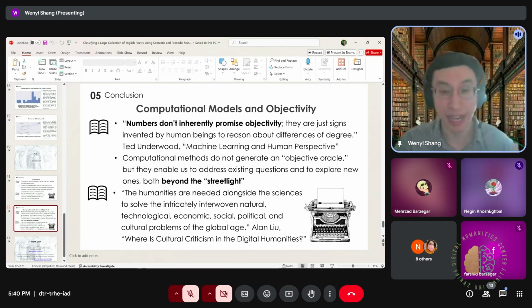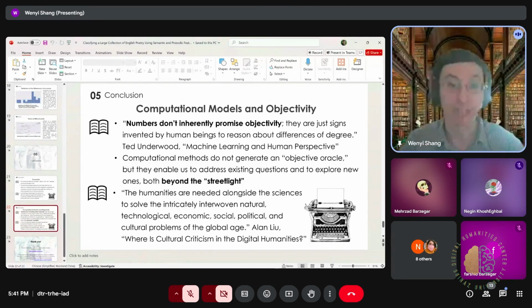So I'll conclude with Alan Liu's quotation in Where's the Cultural Criticism in Digital Humanities, that the humanities are needed alongside the sciences to solve the intricately interwoven natural, technological, economic, social, political and cultural problems in the global age. So the sciences are needed alongside the humanities. We can combine them and analyze the questions from a novel perspective, and that's how digital humanities matters in this new landscape.